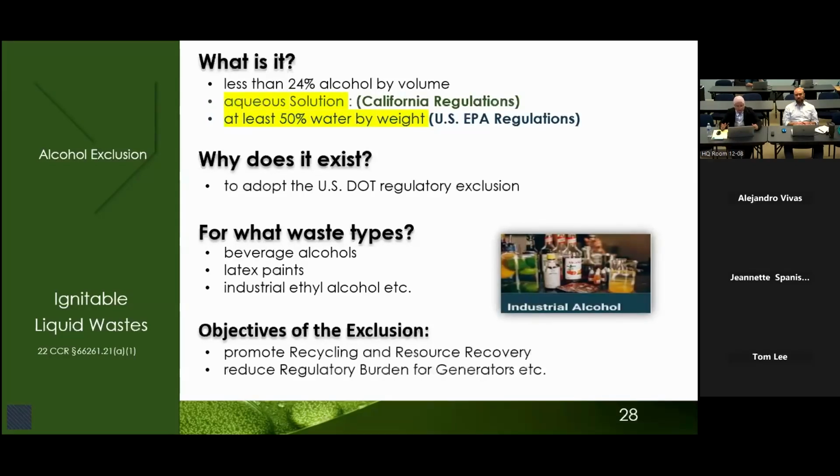Lastly, why is this exclusion useful, or what's its purpose? It actually has a couple of big benefits. First, it promotes sustainable practices. Alcohol that meets the criteria can be reclaimed or recycled, cutting down on hazardous waste disposal. And second, it reduces unnecessary regulations. If a waste stream is low risk, it doesn't need to go through the complex hazardous disposal processes, which supports environmental sustainability. However, even with this exclusion, waste generators need to make sure that their waste truly qualifies by accurately measuring the alcohol and water content.